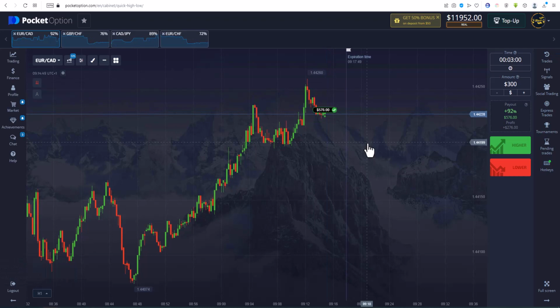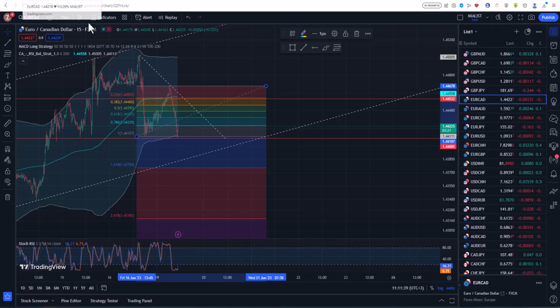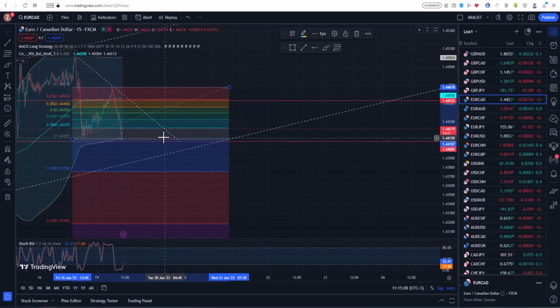Alright, let's pause our discussion for now and take a look at our trade that closed in a profit. We had a close call right at the last second, but we managed to end up in the green. So guys, I suggest going back to the chart and taking another look.